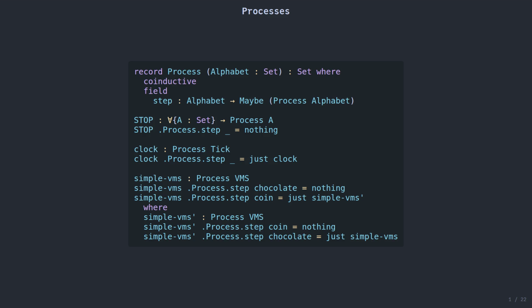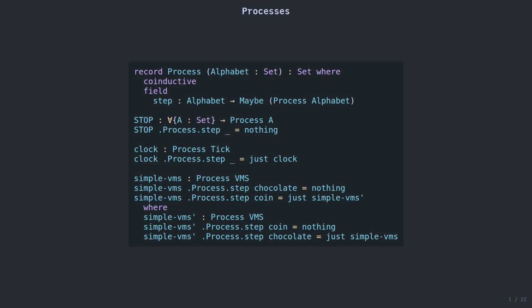In the previous video, we followed the first chapter of Tony Hoare's book, Communicating Sequential Processes. We introduced the definition of a process as a coinductive record. We looked at a few simple examples: the stop process, which cannot perform any event; a clock process, which keeps ticking forever; and a couple of vending machines, each reacting to coins and chocolate in different ways.